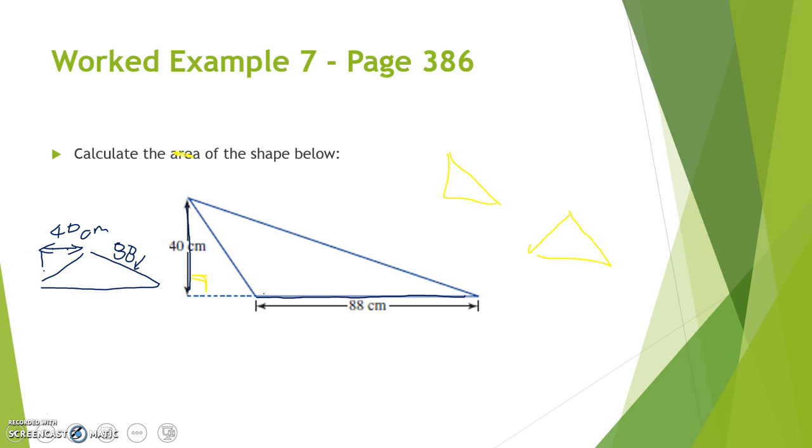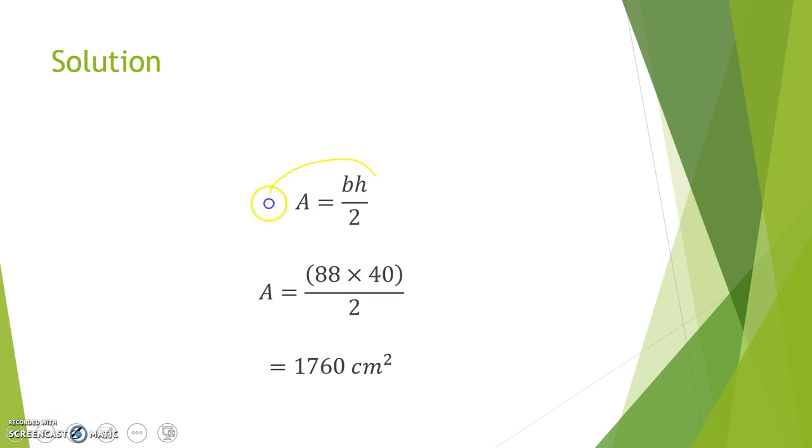So we're going to find the area this time. Let's move on to the next page. There's our formula. We substitute in. Our base was 88. Our height was 40. Multiply them and divide by 2.